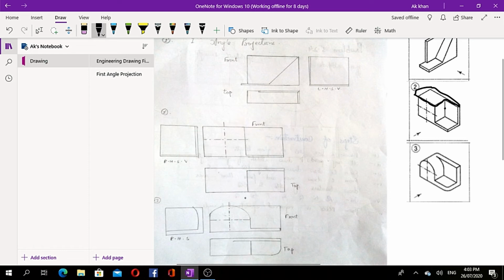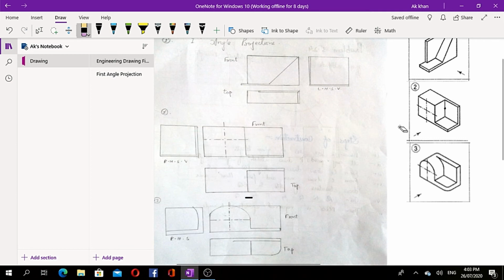Then here it goes. This is this. I have covered it. In the front view, this would be a single line, that is this, and when you see it from the top, it would be single, and this would also be single. So here it goes, your front and top view.